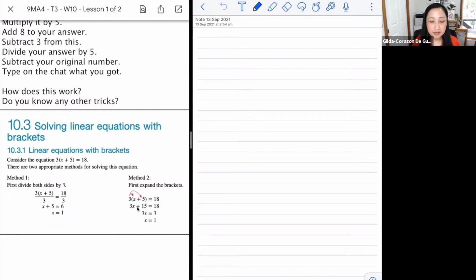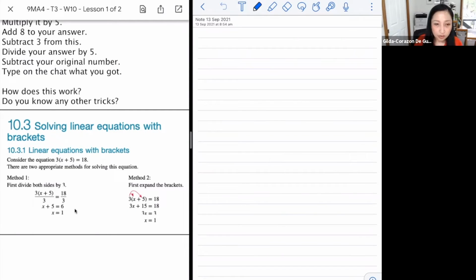Now, another method to do that is not expanding it, but instead getting rid of the 3, right? So when you have 3 multiplied by x plus 5 equals 18, you want to get rid of the 3, so you divide this side by 3. You also have to divide the right side by 3, right? So then you get x plus 5 on this side, and 18 divided by 3 gives you 6, and therefore you've got 6 on this side. And for you to get rid of the 5, you minus 5 on both sides, that becomes x, and 6 minus 5 gives you 1.